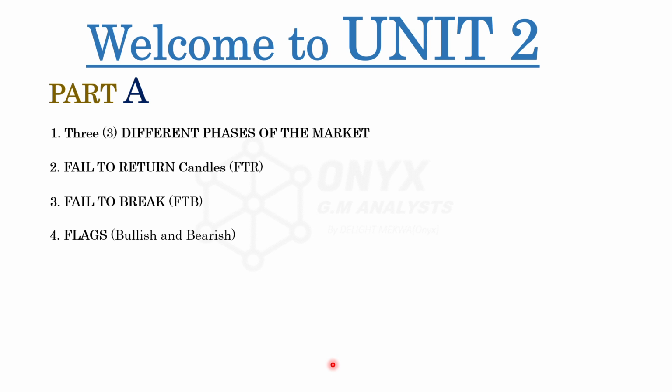Okay. In Part A here, we are going to be talking about 3 different phases of the market. We are going to be talking also about fail to return candles, which is abbreviated as FTR, fail to break, FTB, flags, we have bullish and a bearish one.